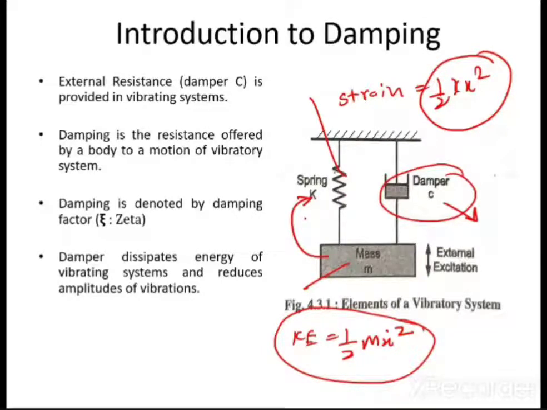So this is happening in the case of the free undamped system. But in this case, what is happening? This damper dissipates the energy. So what is the function of the damper? The basic function of the damper is to dissipate the energy of the vibrating system and reduce the amplitude of vibration. This is very, very important.